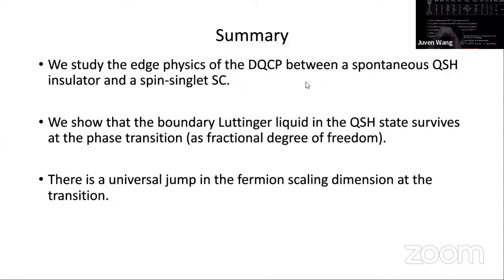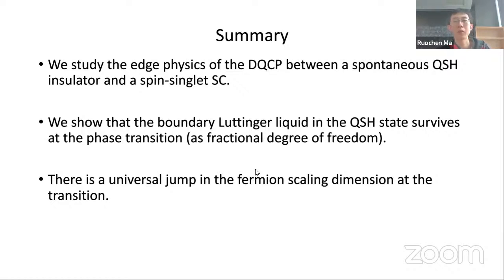And at least in some generalization, the large-N generalization of the theory, we conclude that in this limit, the boundary Luttinger liquid in the quantum spin-Hall state somehow survives at the phase transition, but only at fractional degrees of freedom. And note that the F fermion only carries charge but not spin, global charge but not global spin. And there is a universal jump in the single physical fermion scaling dimension at the transition. And this is a direct manifestation of the spin-charge separation at the deconfined quantum critical point.